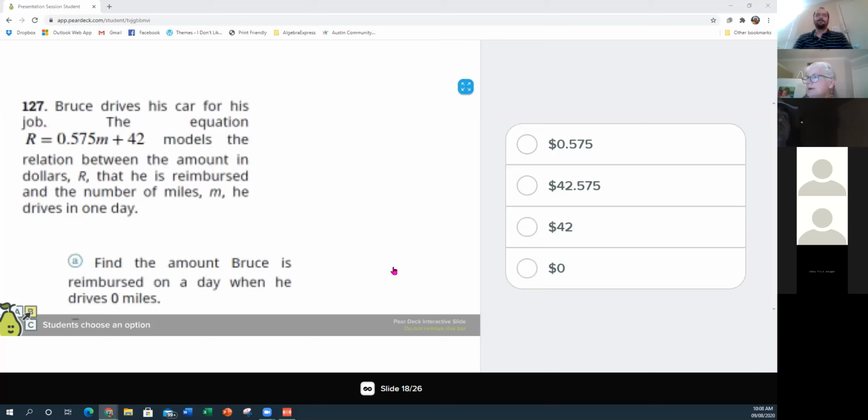Okay, so here we are at the application problems. Bruce drives his car for his job. The equation R equals 0.575M plus 42 models the relation between the amount in dollars R that he is reimbursed and the number of miles M he drives in one day. Find the amount Bruce is reimbursed, this is part A of this problem, on a day when he doesn't drive any miles. He drives 0 miles. How much does he get reimbursed?